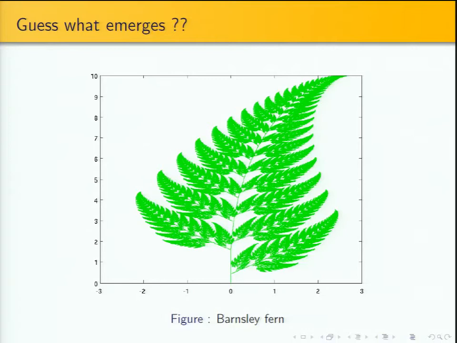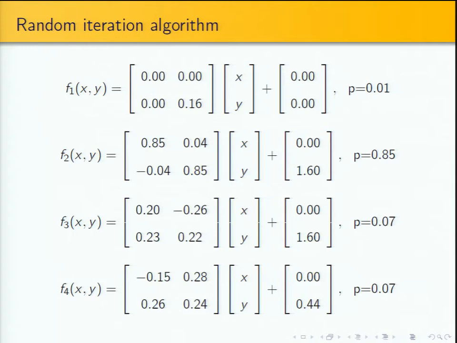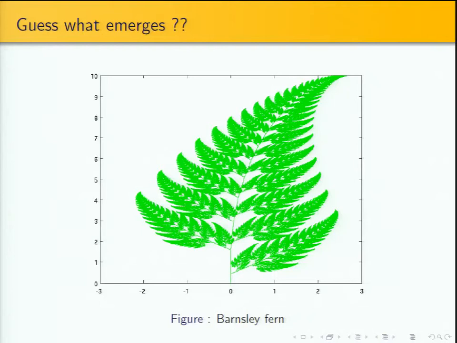Fern. Okay. It's a fractal. Good. So what we have done is a very, very simple thing. You have started with some number, 0, 0, and you move to the next number using one of these functions. Very, very simple. Nothing complicated in this. But what you see here, is it a simple picture, or is it a very, very complicated picture?